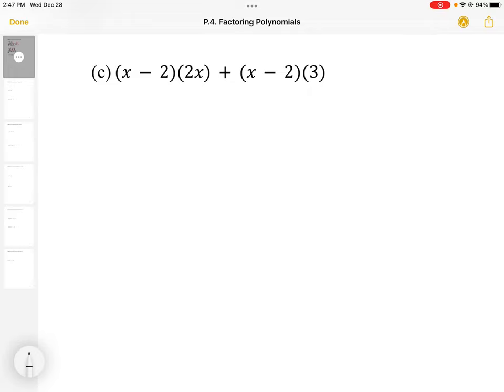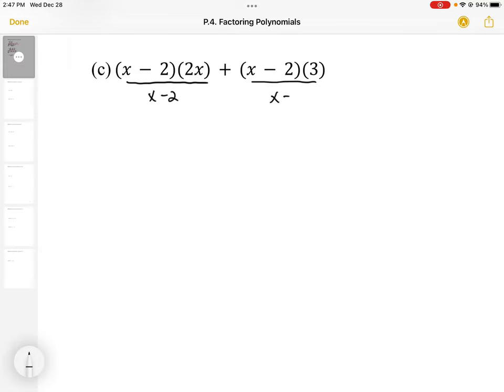Okay, this one's a little strange the way it's written. We have a binomial times a monomial. x minus 2 times 2x plus x minus 2 times 3. So you can see they both have an x minus 2 in common. So we could divide both of these by x minus 2. And we're going to write that as x minus 2. That is our greatest common factor.